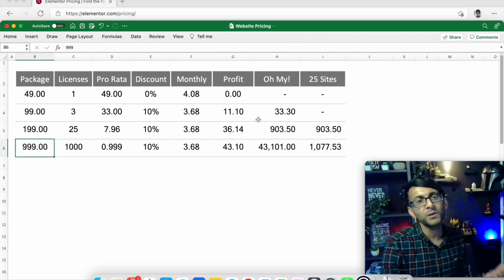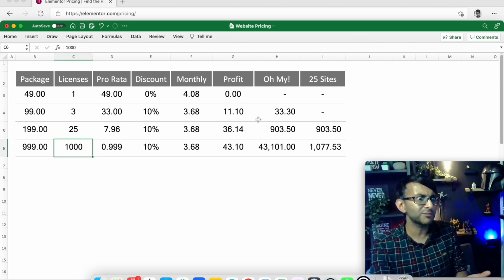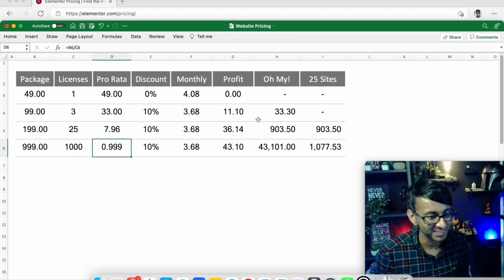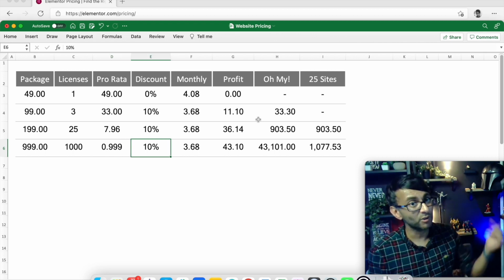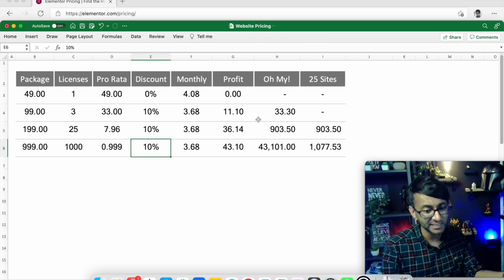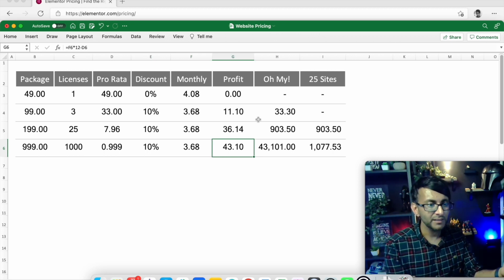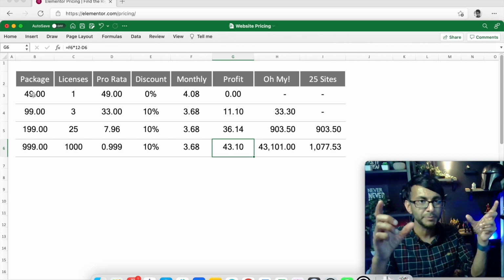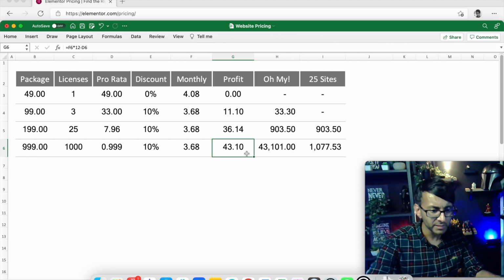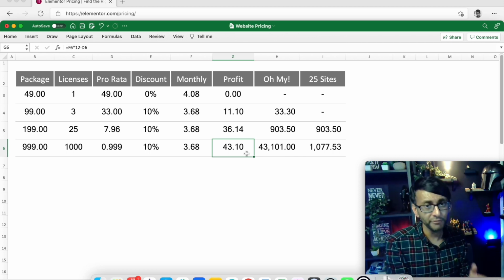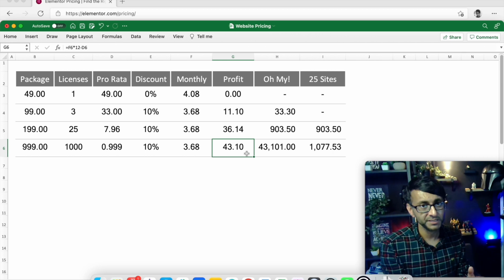And what if you go for the big one, $999, 1,000 licenses? That's less than $1 per license. So again, 10% discount on the 49, they pay $368. You make $43.10 profit. Because remember, that's the 90% cost of the 49. 49 is 100%, 10% discount takes you to $44.10. So you're going to be making $43.10 profit on them after you've applied that 10% discount.